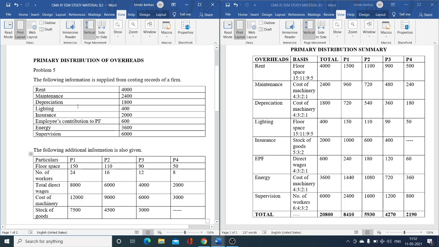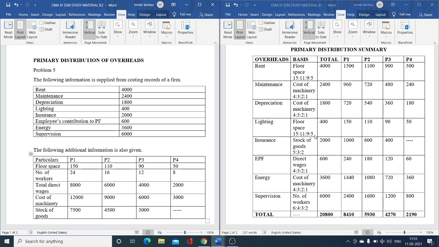The next item is depreciation, 1,800. Again, it is based on the cost of machinery. The ratio we have already discussed, that is 4:3:2:1. So 1,800 will be distributed to different departments. The next item is lighting. Lighting is rupees 400. Lighting is based on light points. If information is not available, we take the area. So in this case, floor space is given. So lighting will be distributed based on floor space.